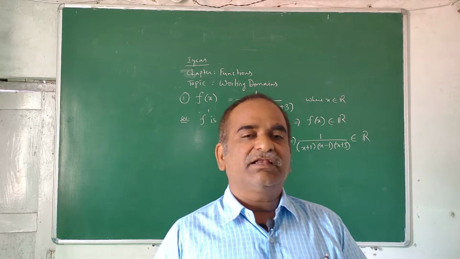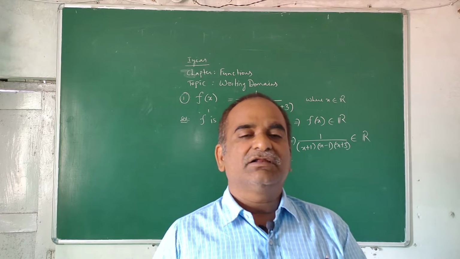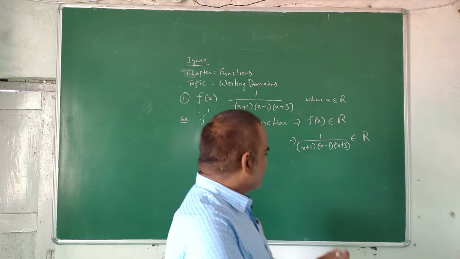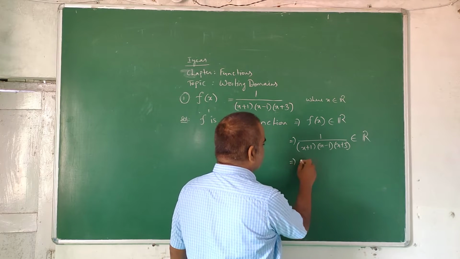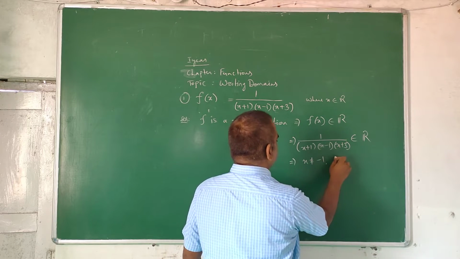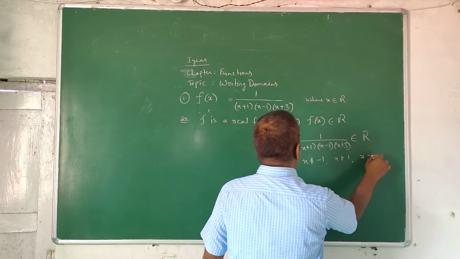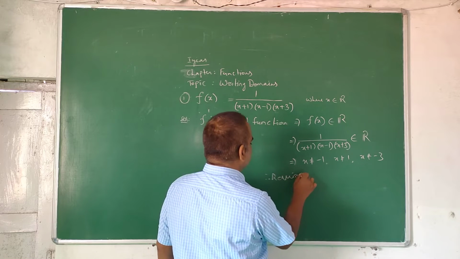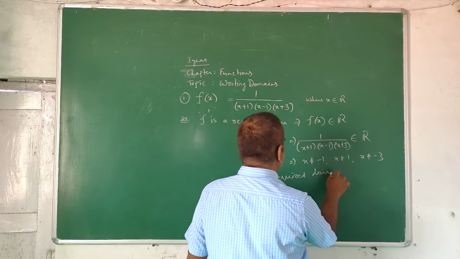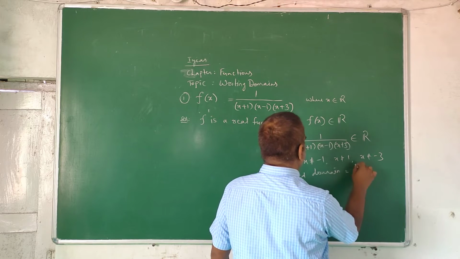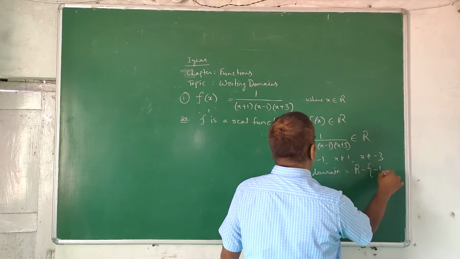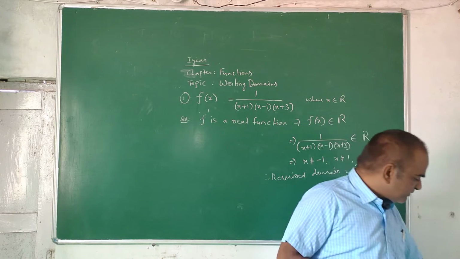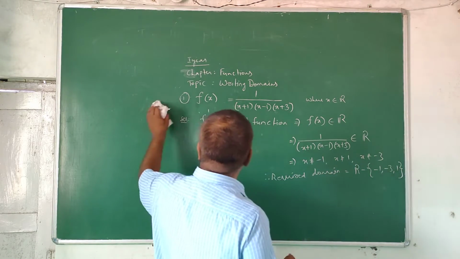So you have to remove those values where our function is becoming undefined. So what are the values that should be removed from R? Which is minus 1, 1 and minus 3. So in order for this to be a member of R, x should not be minus 1, x should not be 1, x should not be minus 3. Therefore required domain is set of all real numbers minus 1, minus 3 and 1. You have to remove them. So this problem is finished. Now going to the next question.